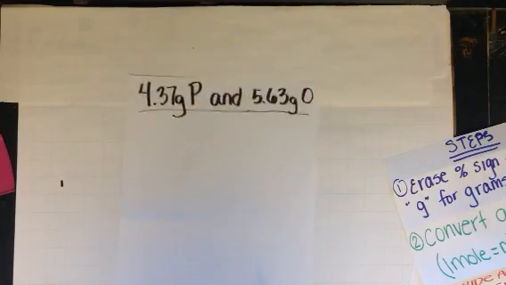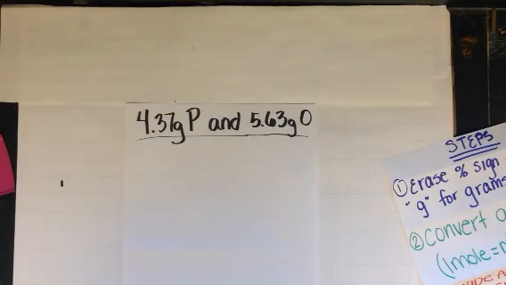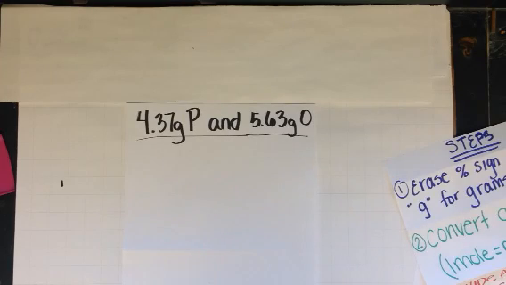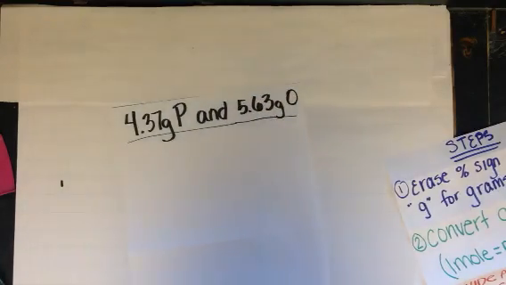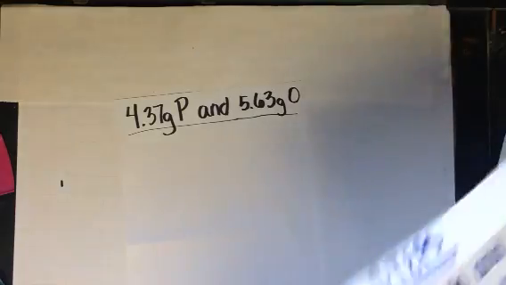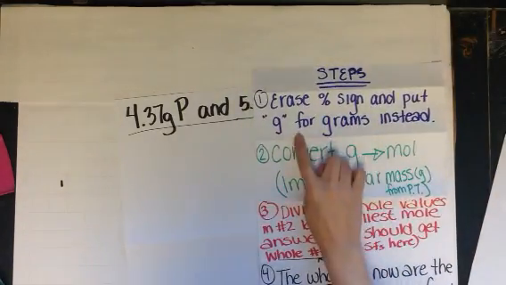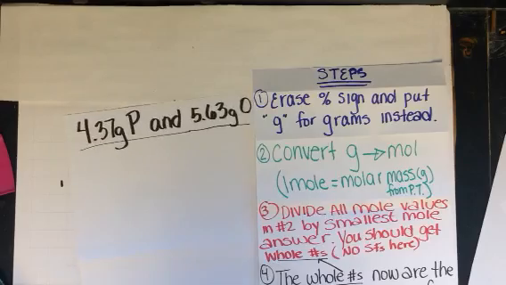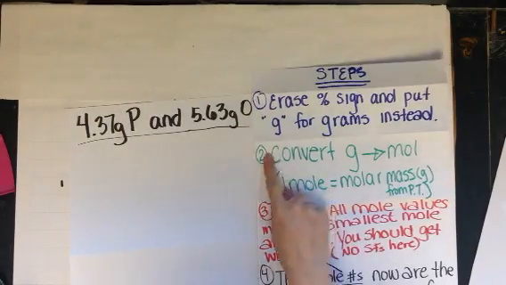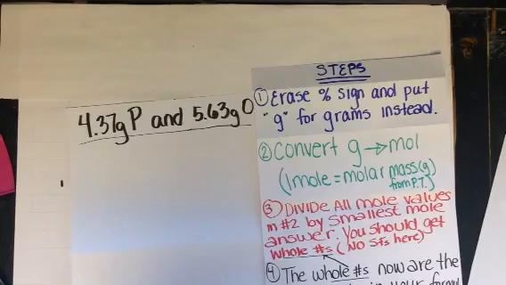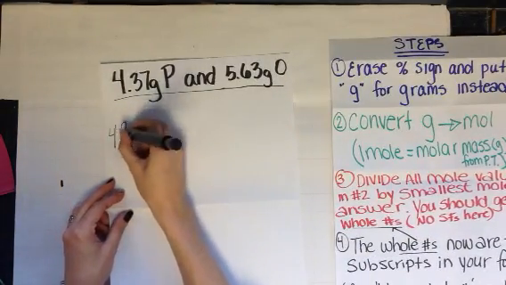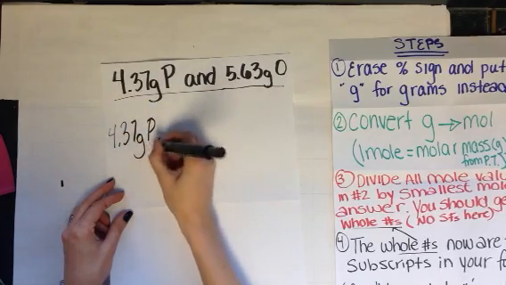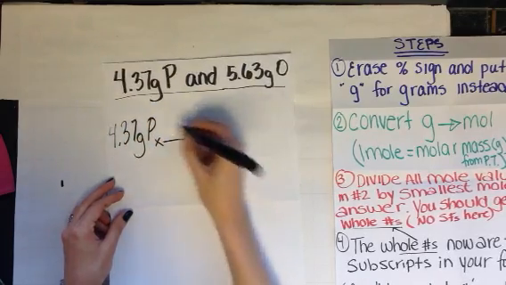Here we go. We have 4.37 grams of P and 5.63 grams of oxygen. And the question is, what is the empirical formula? The first step we want to do, let's look at our steps, is to erase the percent sign and put G for grams. Well, there are no percent signs. I'm already set to go with G. So I can go on to number 2. It says convert grams to moles. Okay, so I start with 4.37 grams of P. Convert grams of P into moles of P.